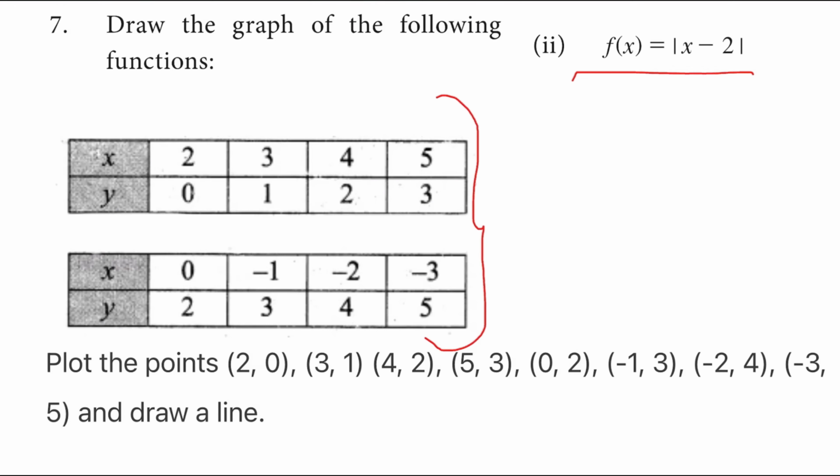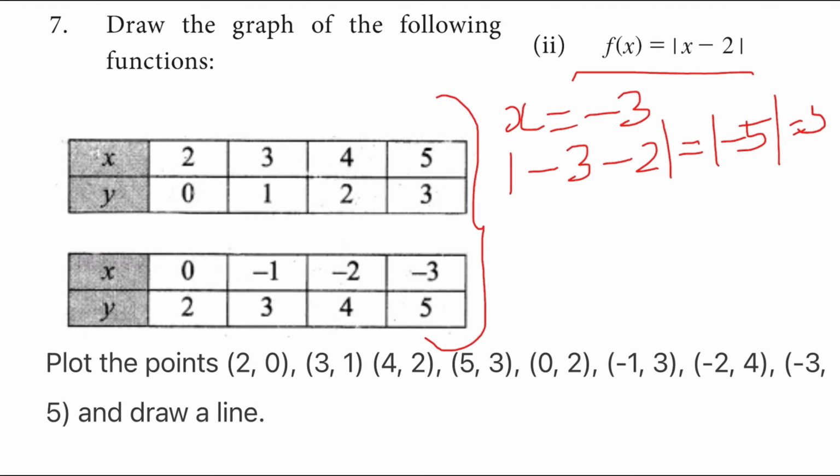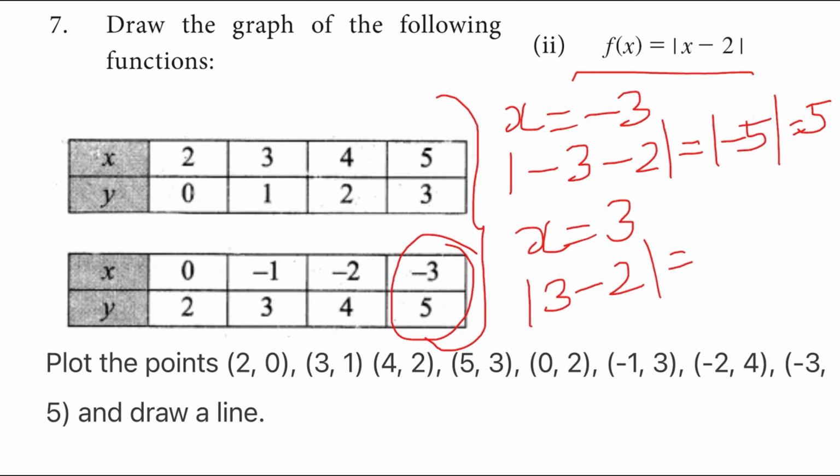For example, if I give x is equal to minus 3, what will happen? Modulus minus 3 minus 2, that is equal to modulus minus 5. Modulus of minus 5 is equal to 5. So if I give minus 3, I get 5. Now I give x is equal to 3. So f of x is equal to modulus 3 minus 2. 3 minus 2 is 1. Modulus 1 is equal to 1. So if I give 3, I get 1.